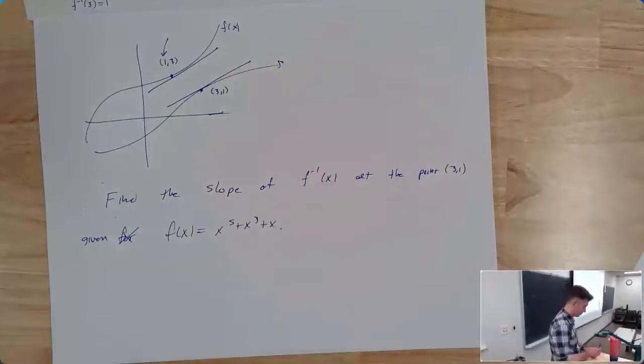So f inverse and f can never collide either, right? So one more time, f inverse and f can never intersect. Oh, they definitely can intersect. So what if the point is on both graphs?